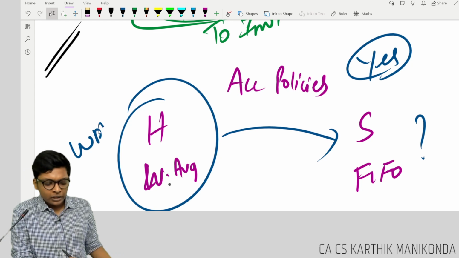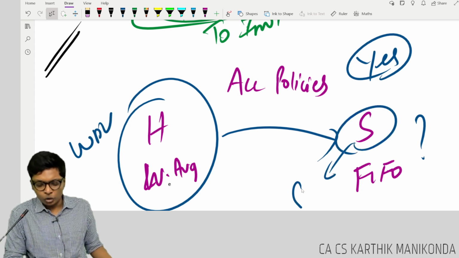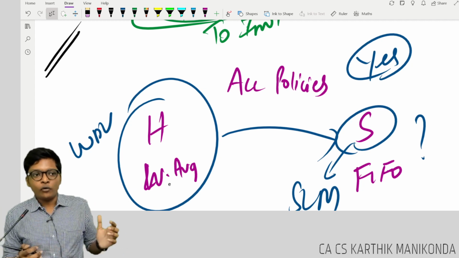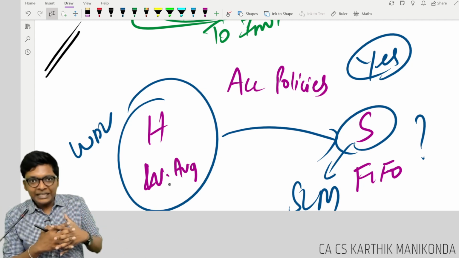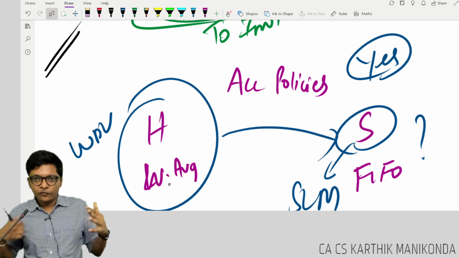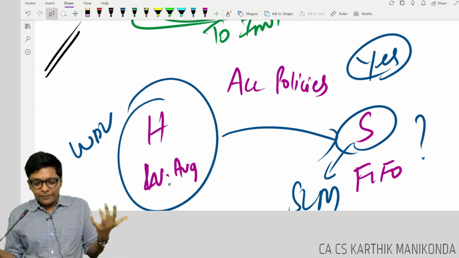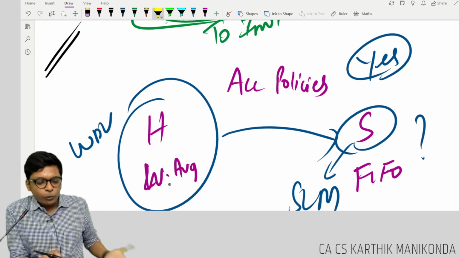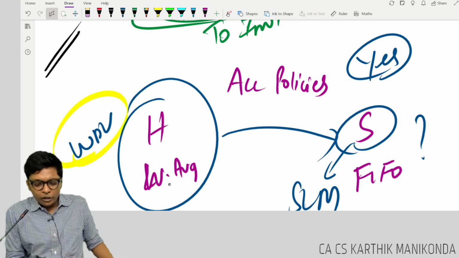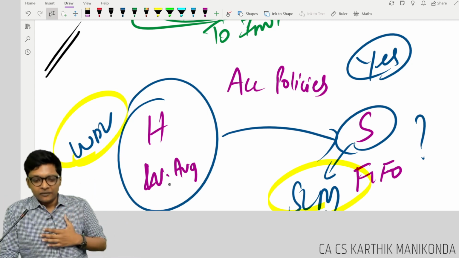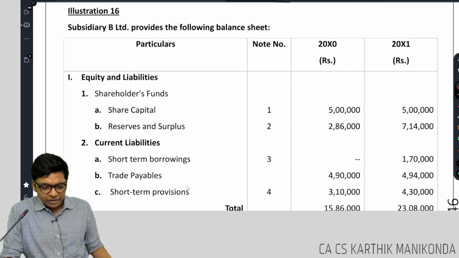Holding can follow WDV, subsidiary will follow SLM. It's totally alright. But for the purpose of consolidation alone, both should follow same policy. So you follow separate. But when I am doing consolidation, you have to make the adjustment as if both are following either WDV or SLM. Both should follow same accounting policy. That's it. With this background, let us do sum number 16.